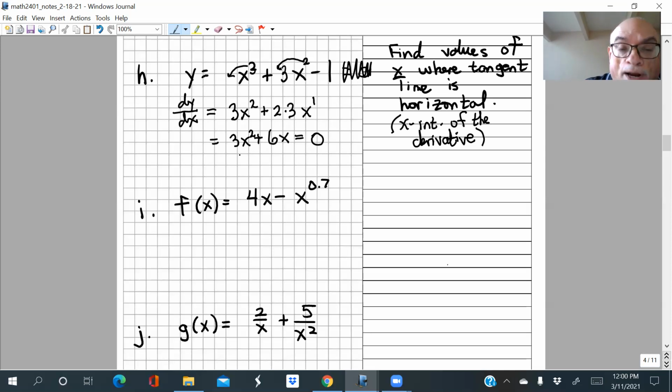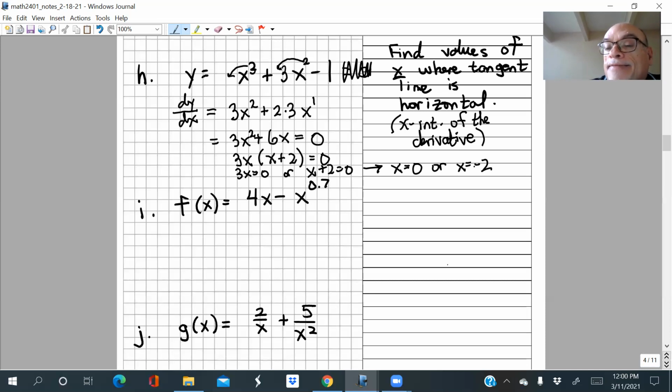This is an easy equation to solve, though, right? You can solve it by factoring. You can factor out 3x, and you'll get left with x plus 2. 3x times x plus 2 equals 0. And so that means either 3x is equal to 0 or x plus 2 is equal to 0. So you solve those two equations separately, and you get very easily here x equals 0 or x equals minus 2. So it must be at these two x values, 0 and minus 2, that the tangent line is going to be horizontal.